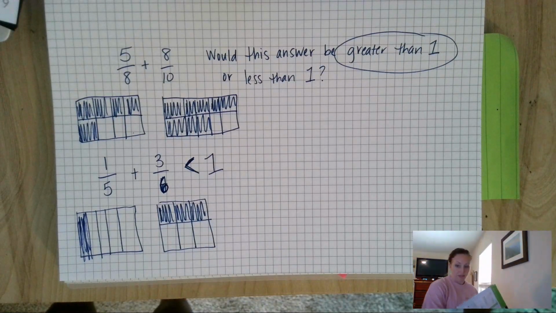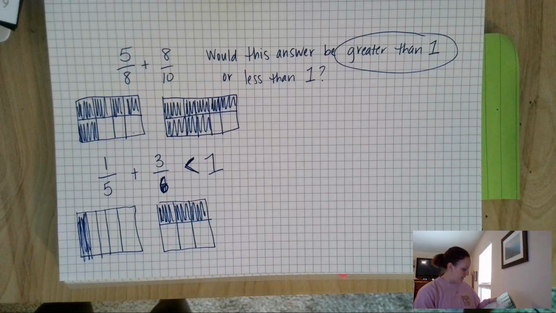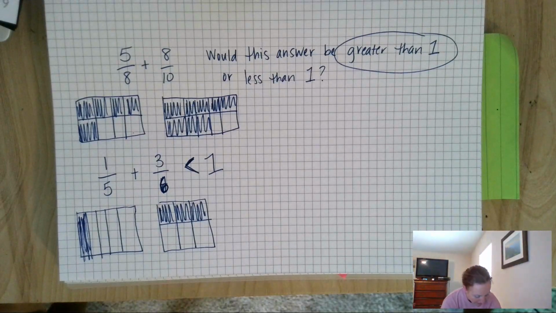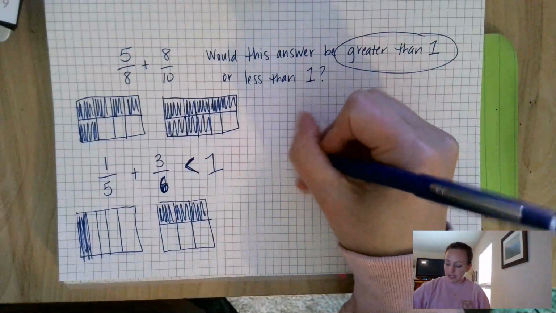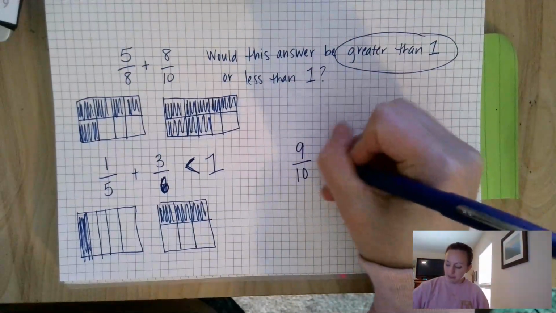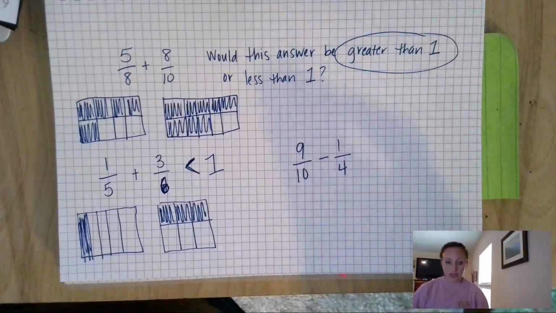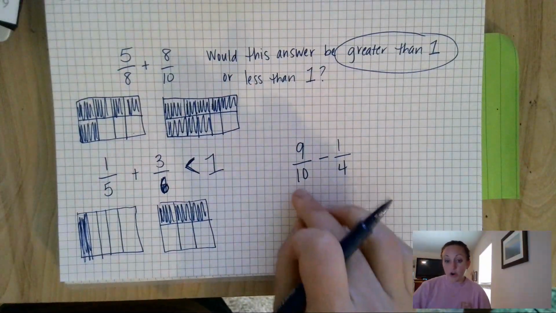Okay, let's see here. I'm looking at your math book to get some examples. But this is all we're doing. Let's see here. If I were doing 9/10 minus 1/4, okay. You're wanting to think, well, this is almost a whole.